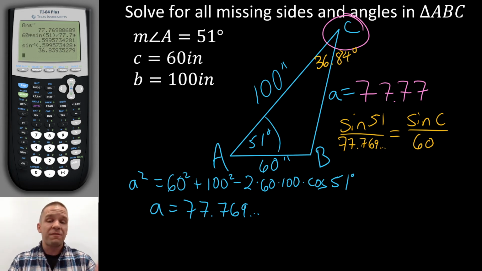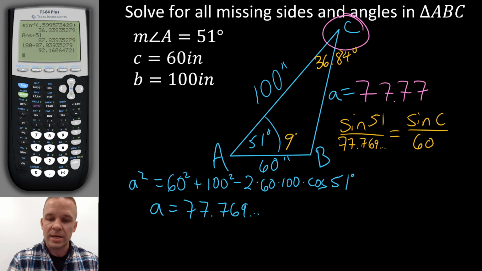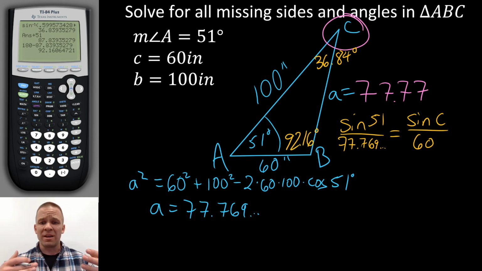And then how am I going to find out angle B? Well, I'm going to take my original angle of 51 and add it to that, the sum of those two. How many degrees are in a triangle? 180. So I'll do 180 minus that, arrow up, hit enter, boom diggity. I get 92.16 degrees. And boom diggity, we solved that triangle like a boss.